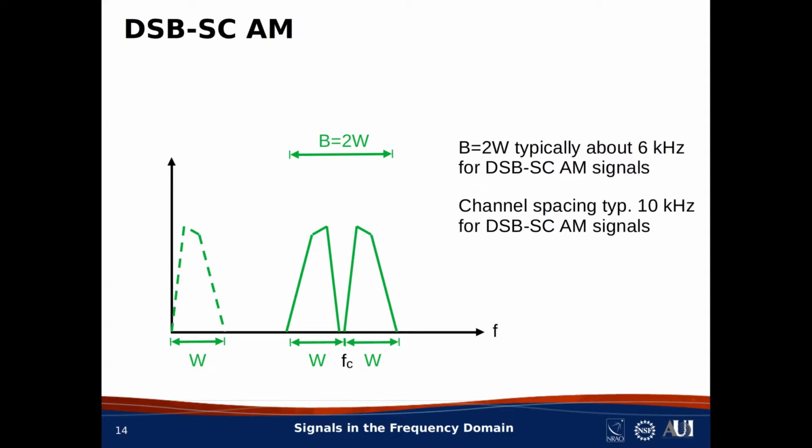The other form of double sideband AM is the version where we suppress the carrier. The obvious effect on the spectrum would be simply that the carrier disappears, as indicated here. Since we still have both sidebands, the bandwidth and the channel spacing remain the same.